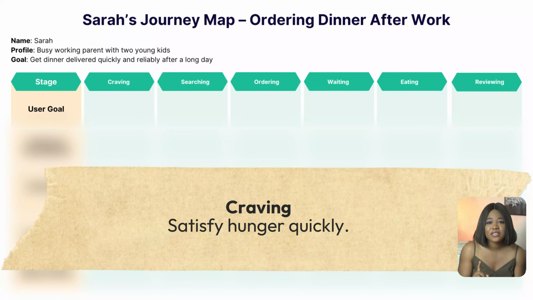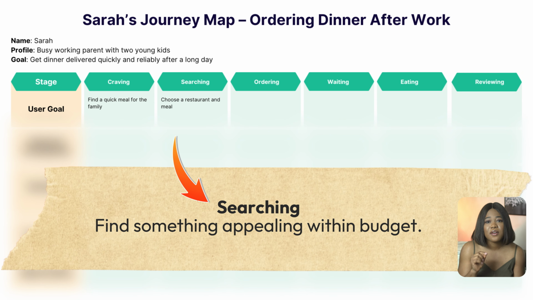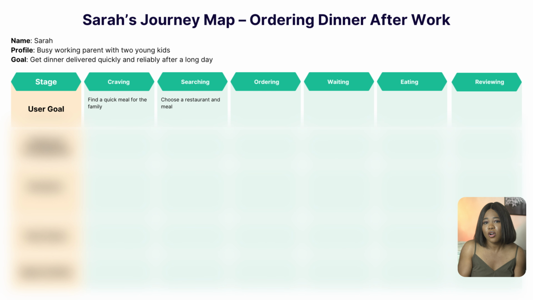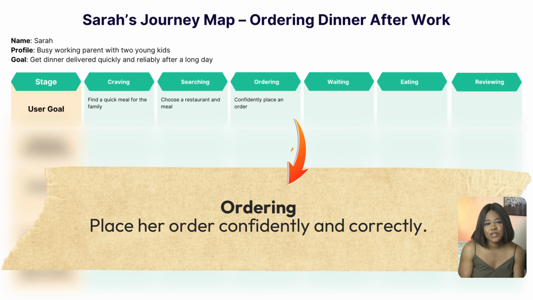Just continuing from our previous illustration about Sarah, you can ask the question, what is the user trying to achieve? In this case, what is Sarah trying to achieve? At each stage, Sarah has a simple but evolving goal. When craving, she's thinking of satisfying her hunger quickly. When searching, she's trying to find something that is appealing but on a budget. When ordering, she's thinking about, how do I place my order confidently and correctly?